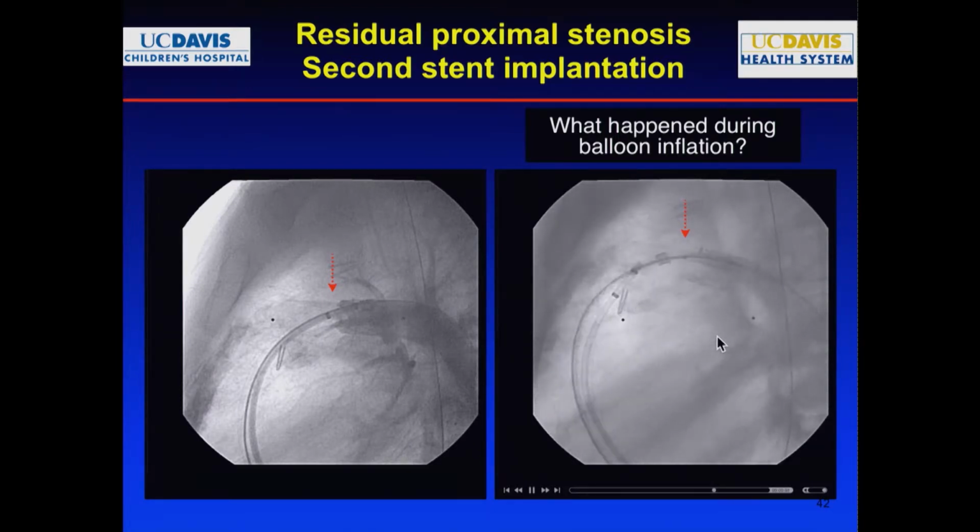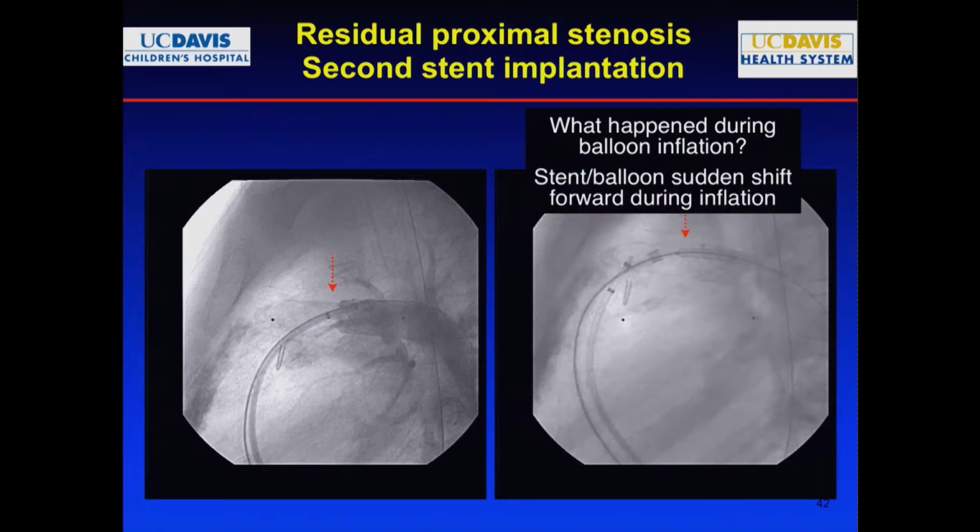Now again, I always tell my fellows, inflate slowly. Don't inflate fast, because if you inflate slowly, you have time to adjust. Did you see what just happened? As the balloon was inflating, watch here, it jumps forward. Right there. See it? Watch the arrow. This is before. Now suddenly it jumps right there. That's not a good sign.